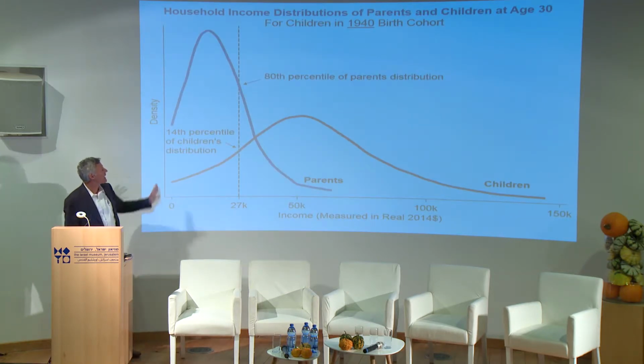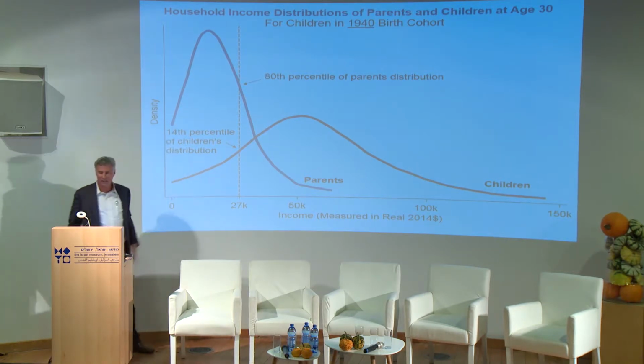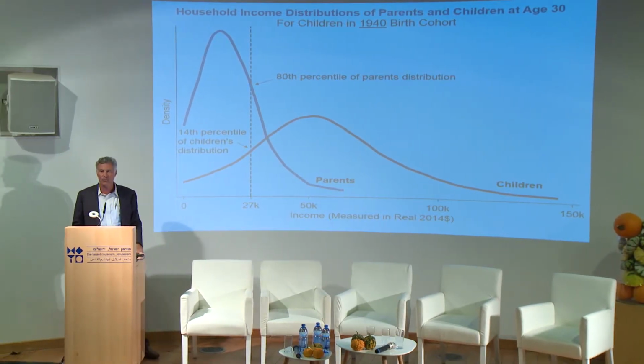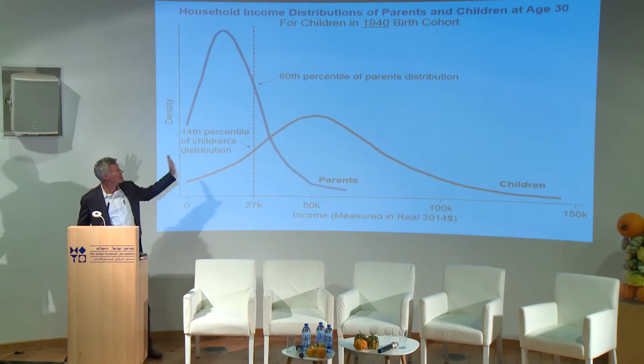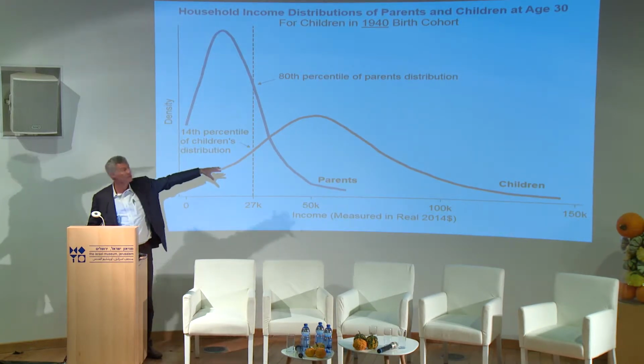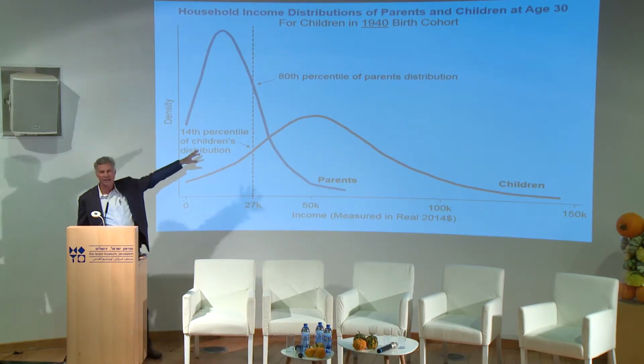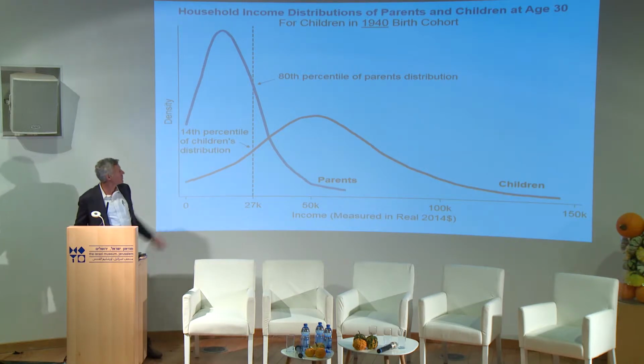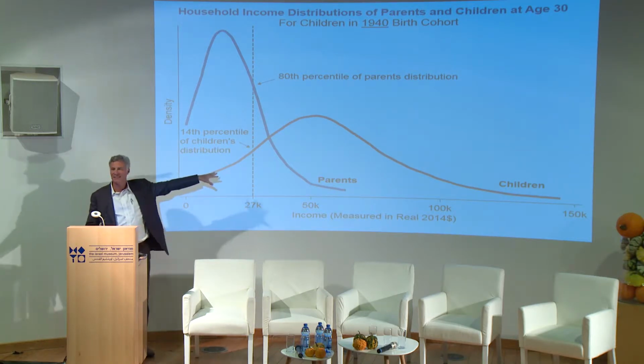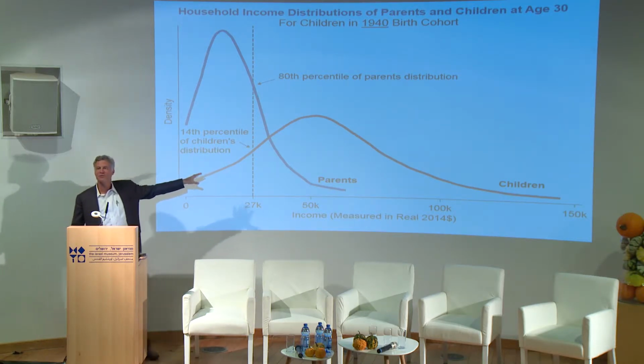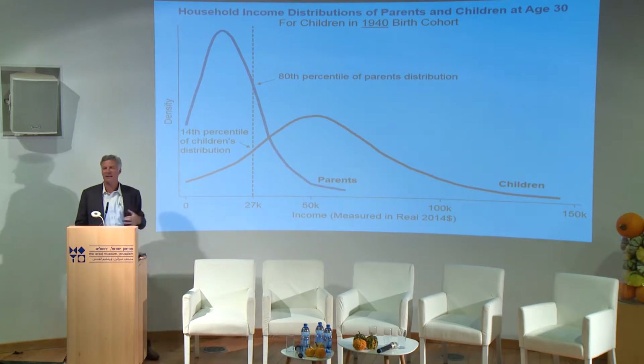The bounds are pretty narrow when you look at the 1940 cohort because the blue shows you the income distribution of parents in the 1940 cohort, and it lies pretty much to the left of the income distribution for children. The 80th percentile parent from the 1940 birth cohort was earning less than 76% of children. So right there, that tells you you're going to have a great deal of absolute income mobility.